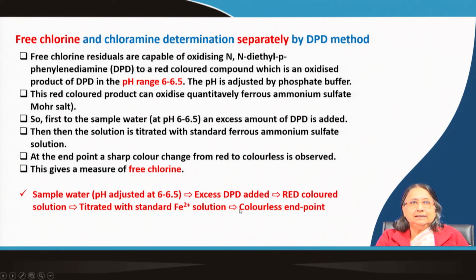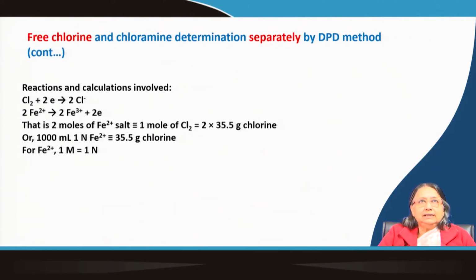So, this is written in a simple way: sample water, pH adjusted to 6 to 6.5, excess DPD added, red colored solution, then titrated with standard Fe2 plus solution, colorless endpoint. So, that is the path. And the calculation is like this: you have chlorine, free chlorine. So, chlorine is acting as oxidizing agent, so it is reduced, and then Fe2 plus is oxidized when it is reducing that DPD oxidized product. So, this is the calculation.